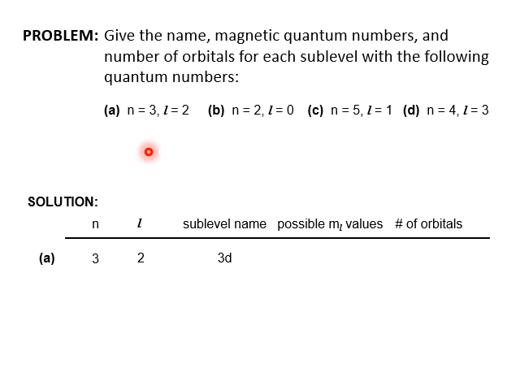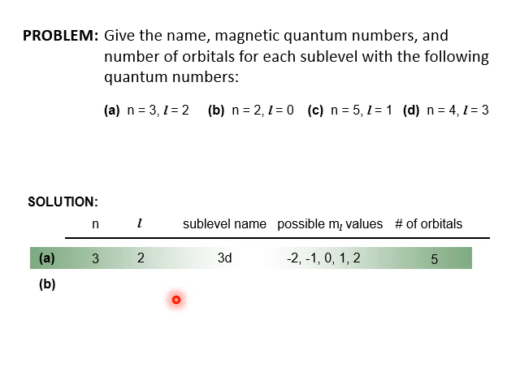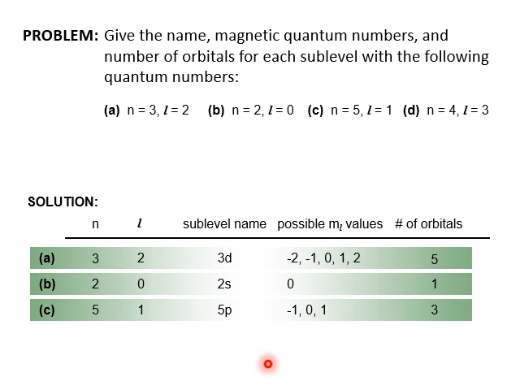Right, so the sublevel is 3D. And that one, orbital position is 5. Next, n is equal to 2, l is equal to 0, so the sublevel name is 2s, because 0 represents s, so m will be 0, so only one orbital, and two electrons can fit there. And for c, n is equal to 2, l is equal to 1, so 2p.